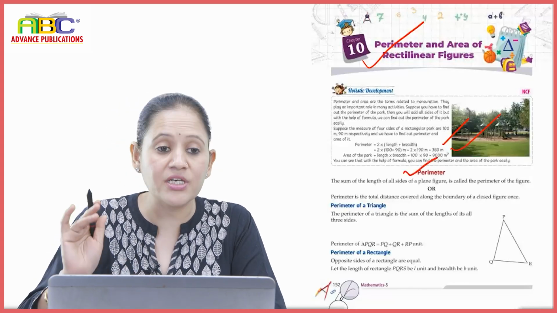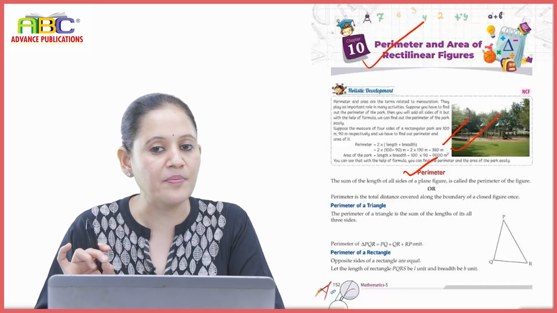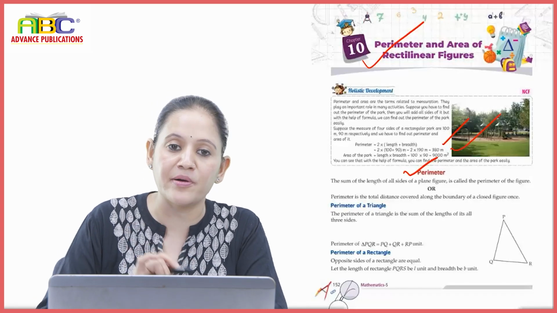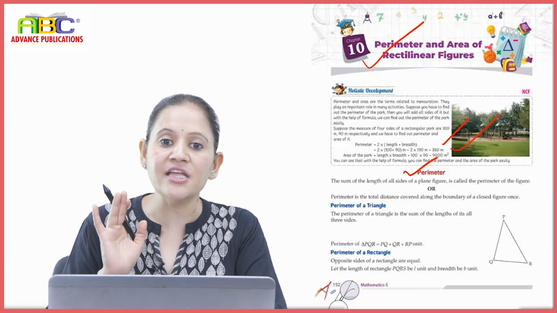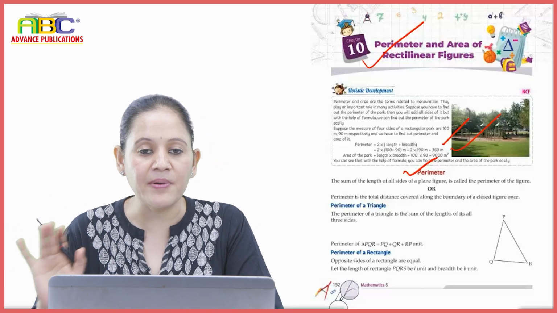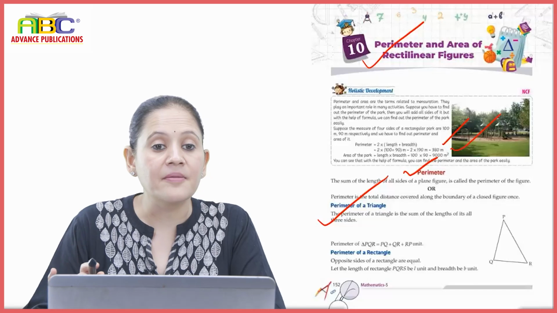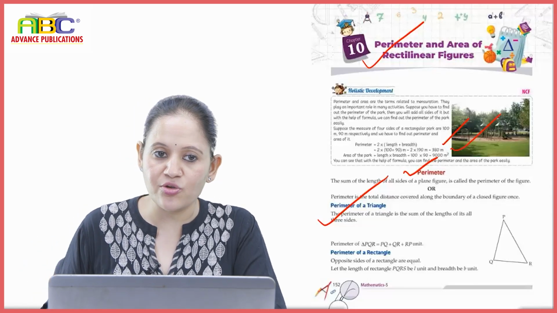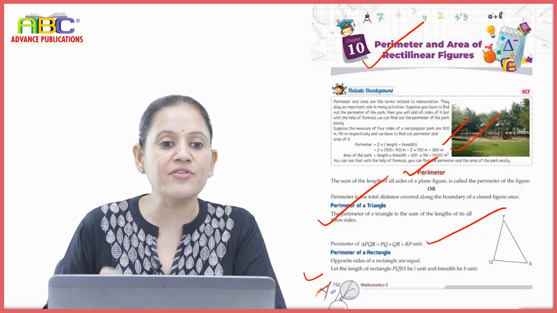First we'll take perimeter. What is perimeter? Perimeter is the sum of the lengths of all sides of a plane figure, that is called the perimeter of the figure. Or the perimeter is the total distance covered along the boundary. Boundary के along जो भी total distance cover होती है, that is known as the perimeter for a closed figure. Perimeter of a triangle. The perimeter of a triangle is the sum of the lengths of all three sides. So perimeter of triangle PQR is PQ plus QR plus RP units.